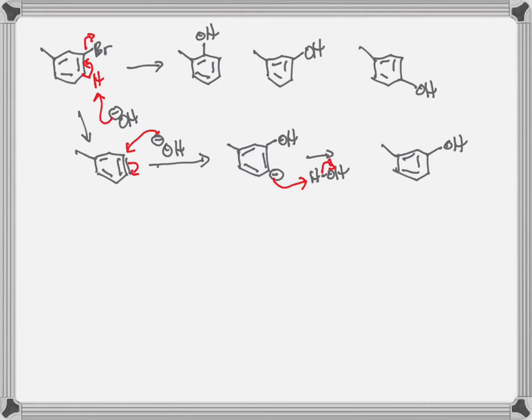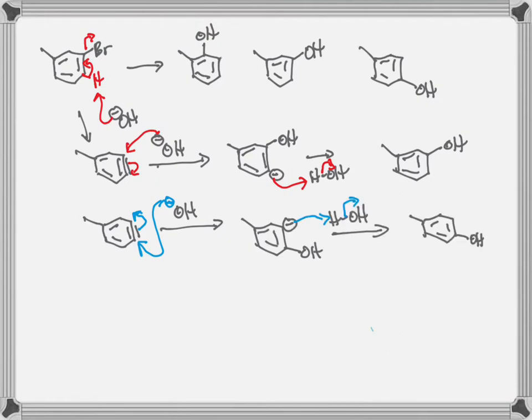And then the hydroxide adds to the benzyne at one of the carbons to make an anion that gets protonated. This can also happen on the other side. And when it happens on the other side, we get the para product after it's protonated.